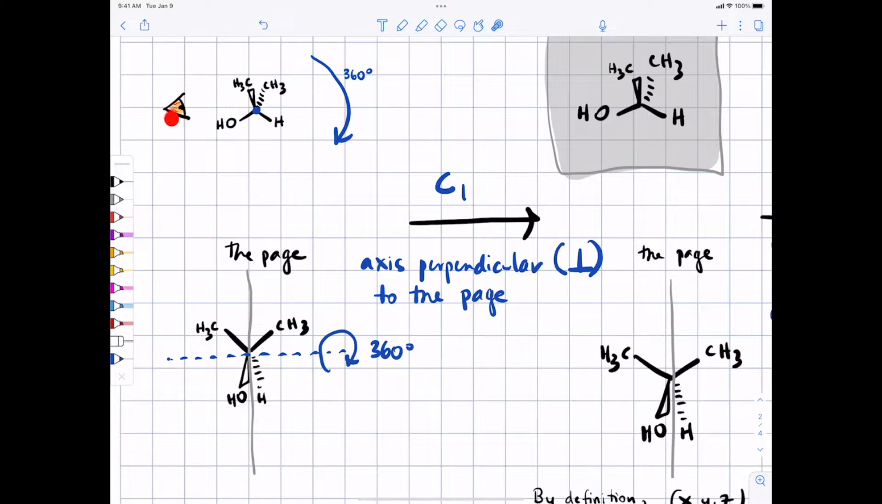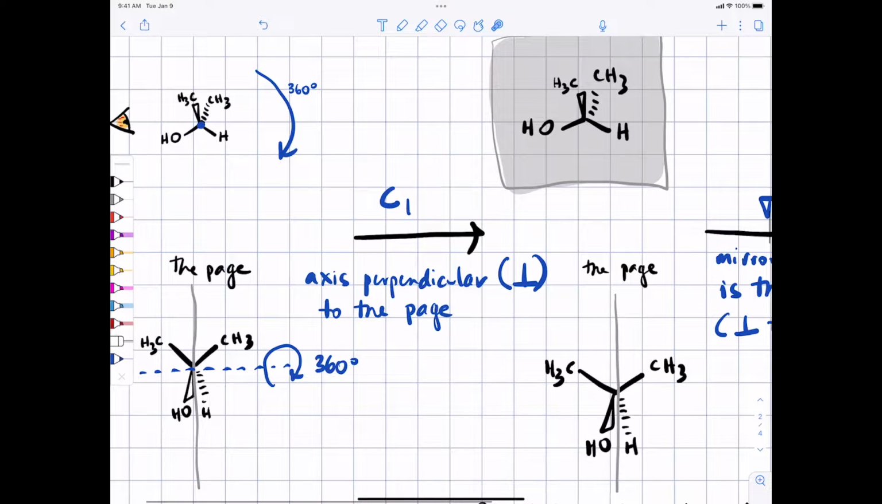From our perspective over here with Darth Sidious's eyes, we would see the OH coming out toward us, and then the CH bond going back into the plane, going back away from us. So the axis we're going to consider is one that goes through this carbon and is perpendicular to the page, and you rotate by 360 degrees all the way around.